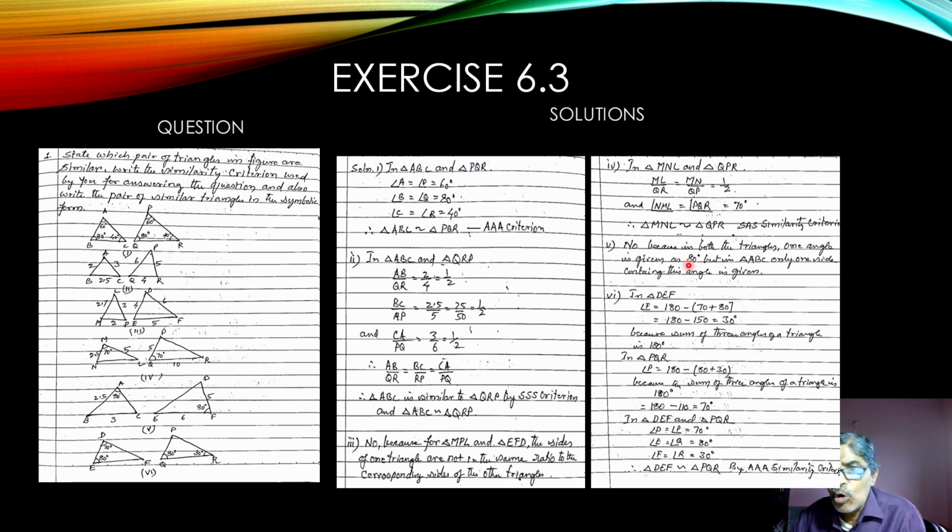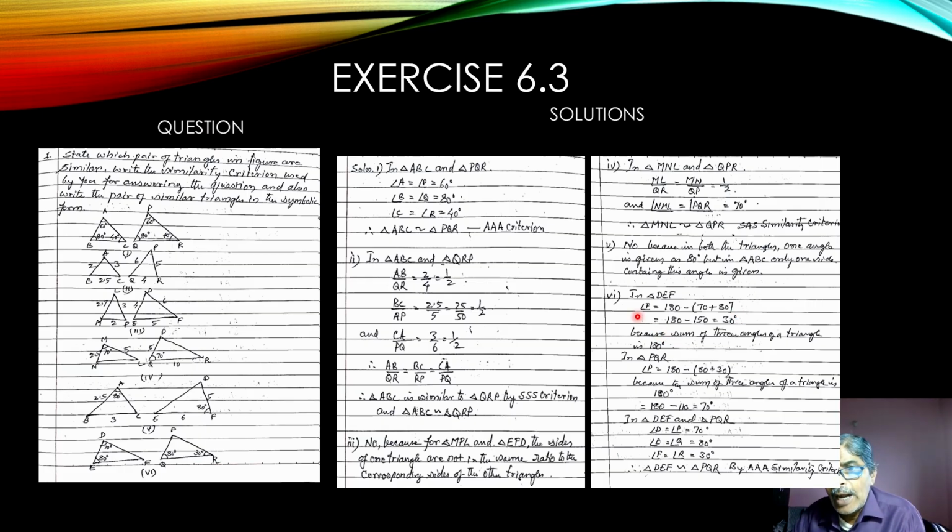Next question is no, because in both the triangles, one angle is given as 80 degrees, but in triangle ABC, only one side containing the angle is given. Therefore, it is no. And then in triangle DEF, angle F is equal to 180 minus (70 plus 80).